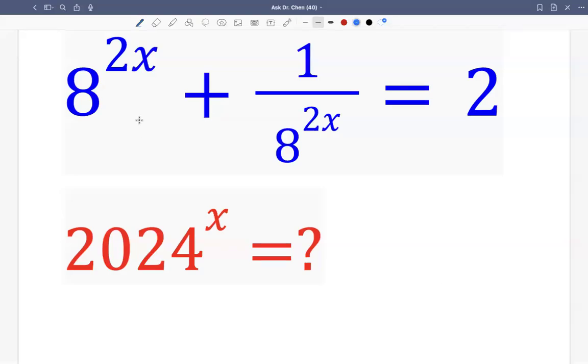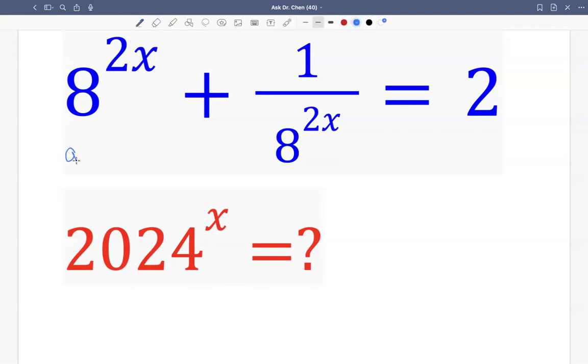Let's see this question. We're given the equation 8 raised by 2x plus 1 over 8 raised by 2x equals 2. Then we need to find 2024 raised by x. So I want to remind you, I also remind myself, let me use another variable, not to confuse anyone.